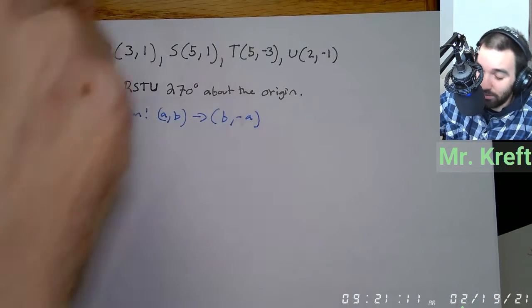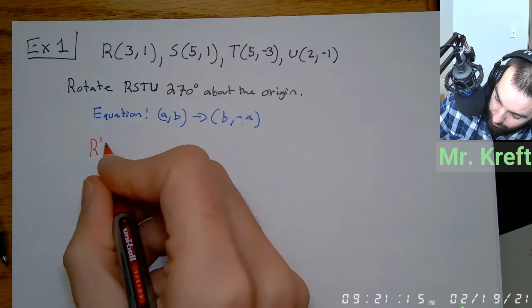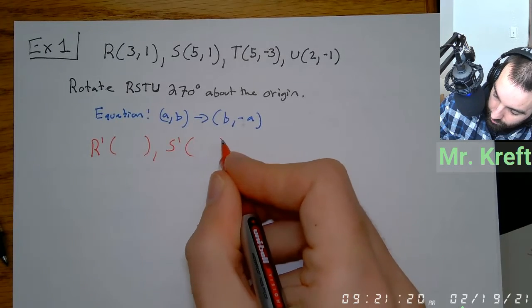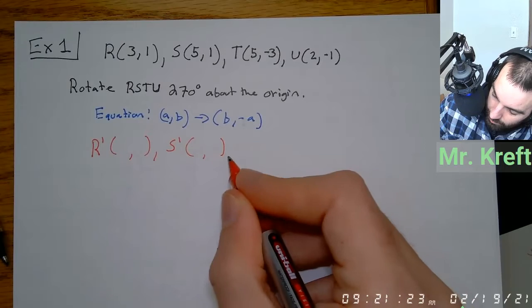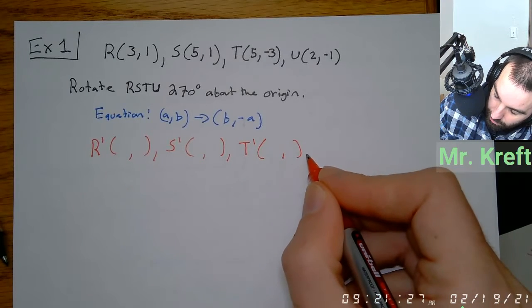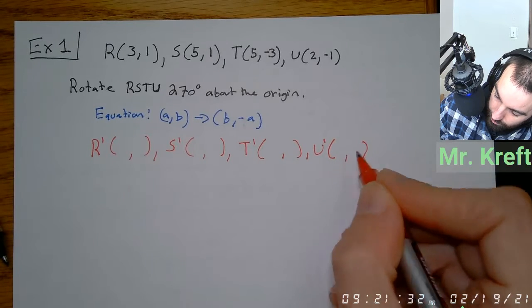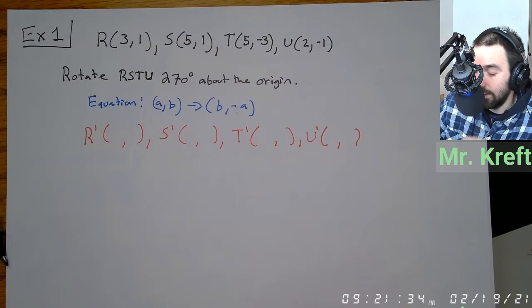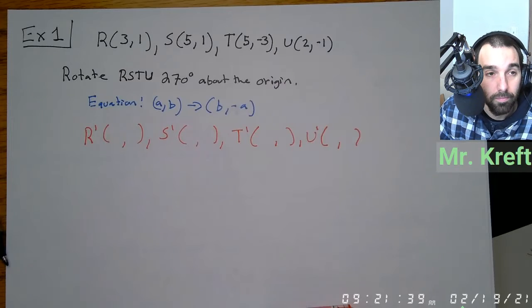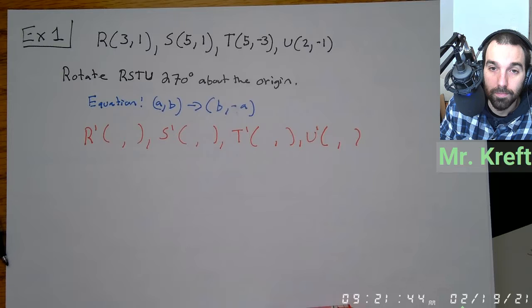What I want you guys to do is try this on your own first. You're going to find R prime, S prime, T prime, not T-Pain, right? T prime, and U prime. Go ahead and take a little bit and fill those in using that formula. Here, I can put up a timer.